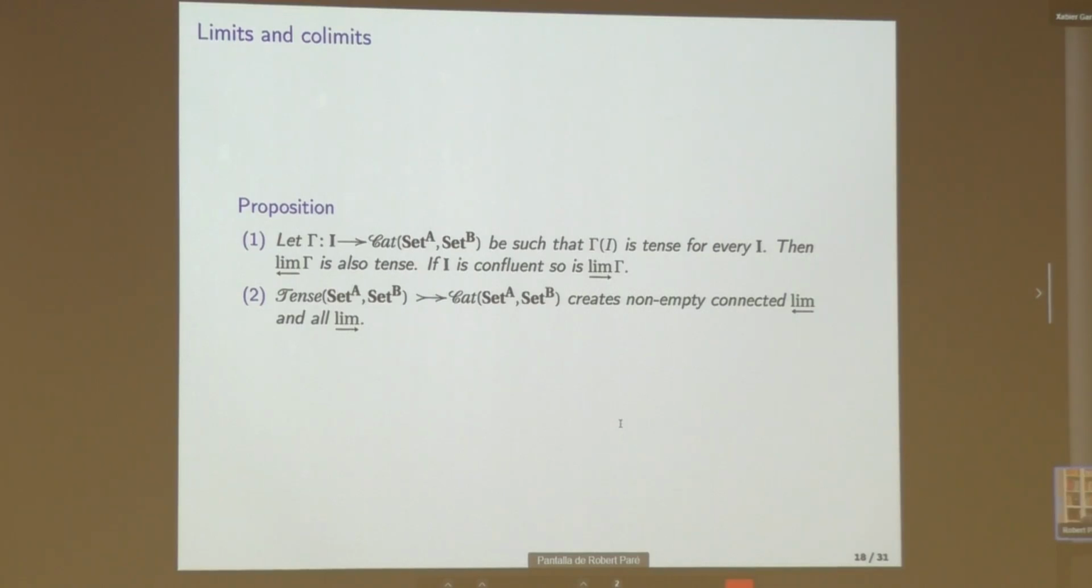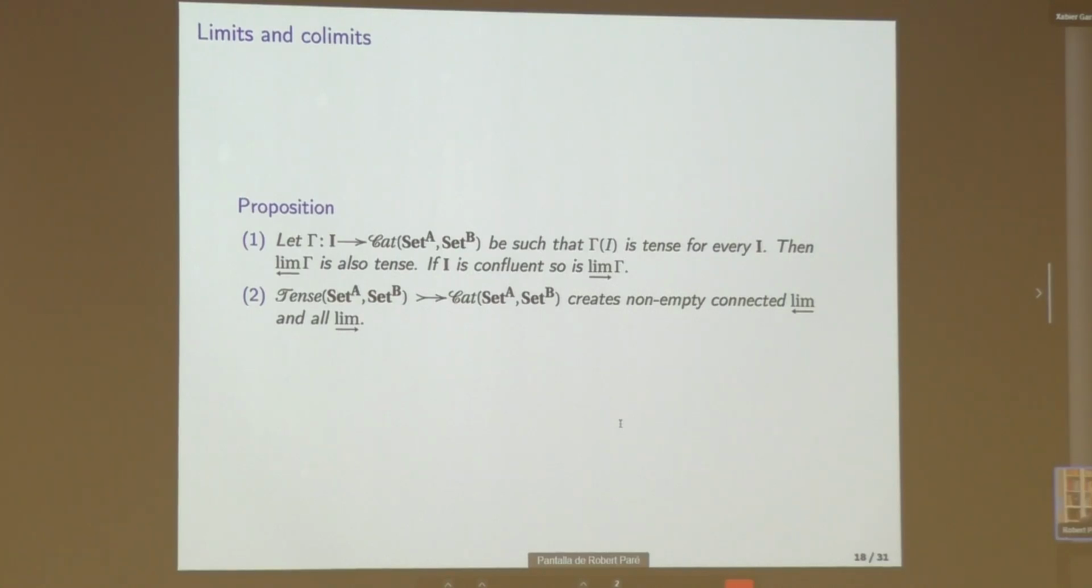Now, this is a review of the limits and colimits story from before. The same thing applies. Suppose we have a diagram in Cat such that all of the values are tense functors for every I. Then its limit is tense. And if I is confluent, its colimit is tense. So that's the story for diagrams where the transition maps are just natural transformations.